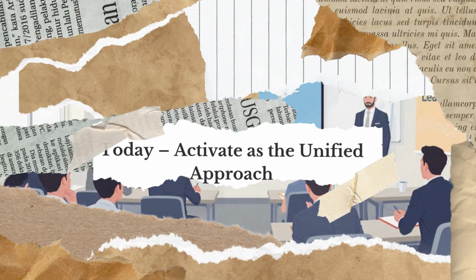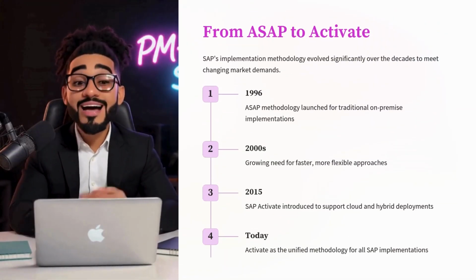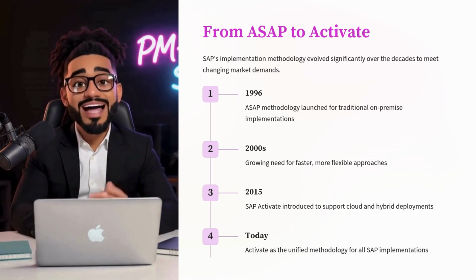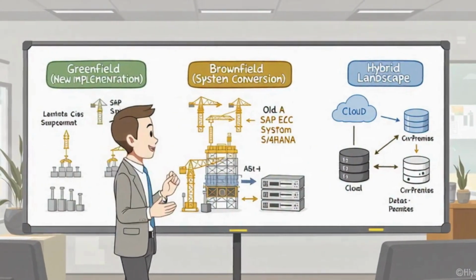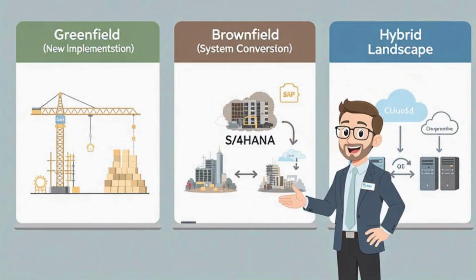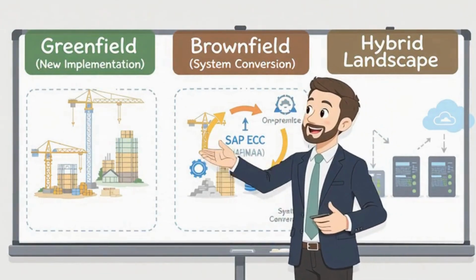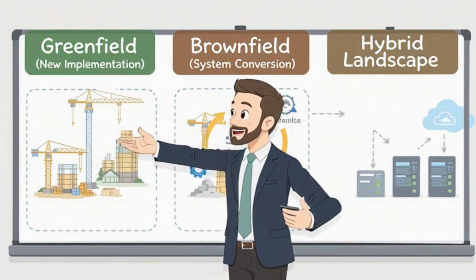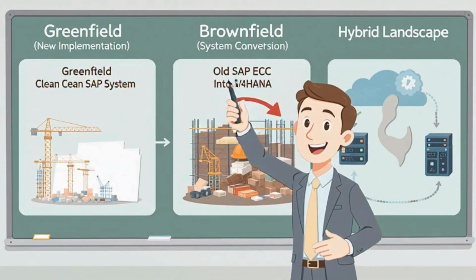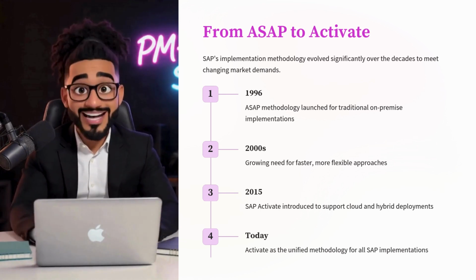4. Today, Activate as the unified approach. Today, SAP Activate is the global standard for all SAP implementation types: Greenfield, new implementation; Brownfield, system conversion, migrating ECC to S/4HANA; Hybrid, mixed systems across cloud and on-premise. Whether you are implementing S/4HANA private cloud, public cloud, RISE with SAP, or on-premise, the Activate methodology remains the backbone.